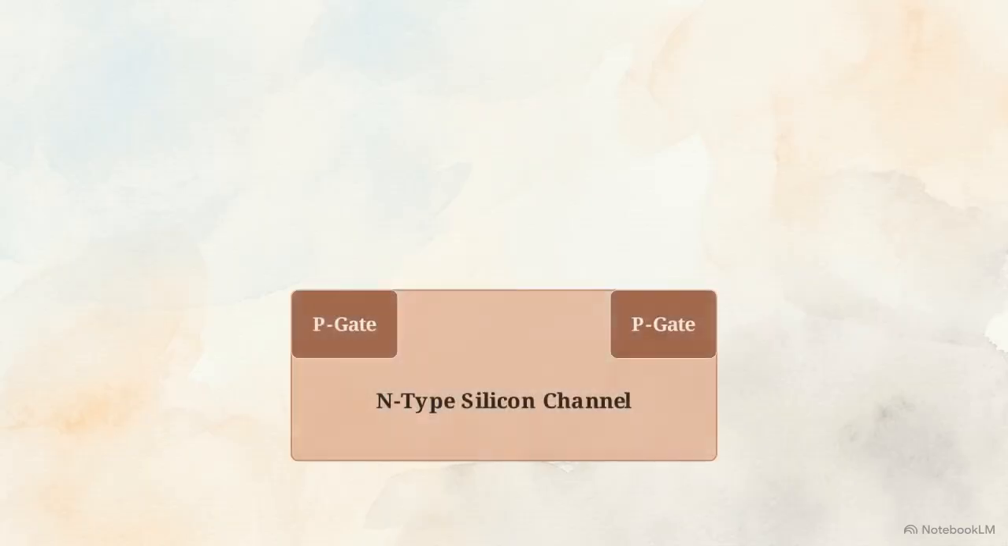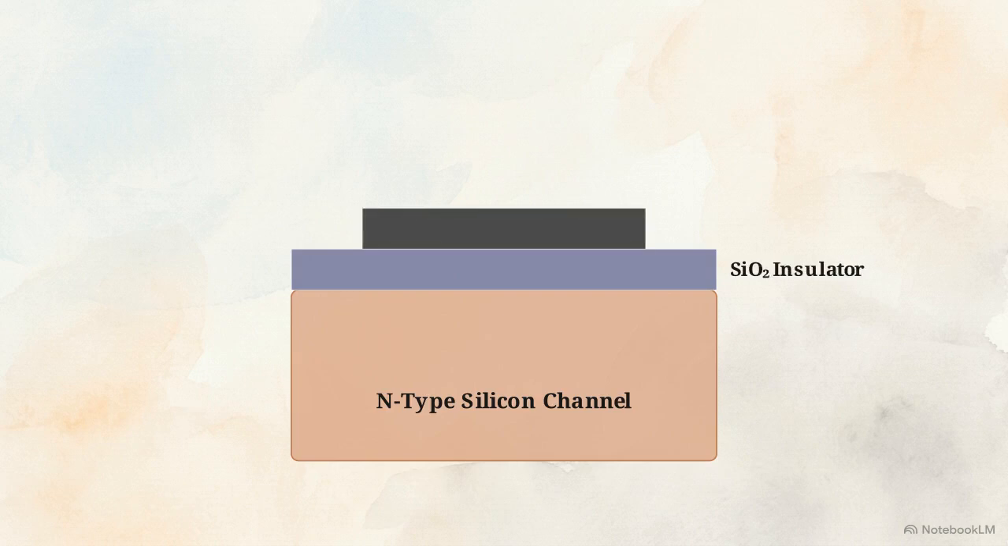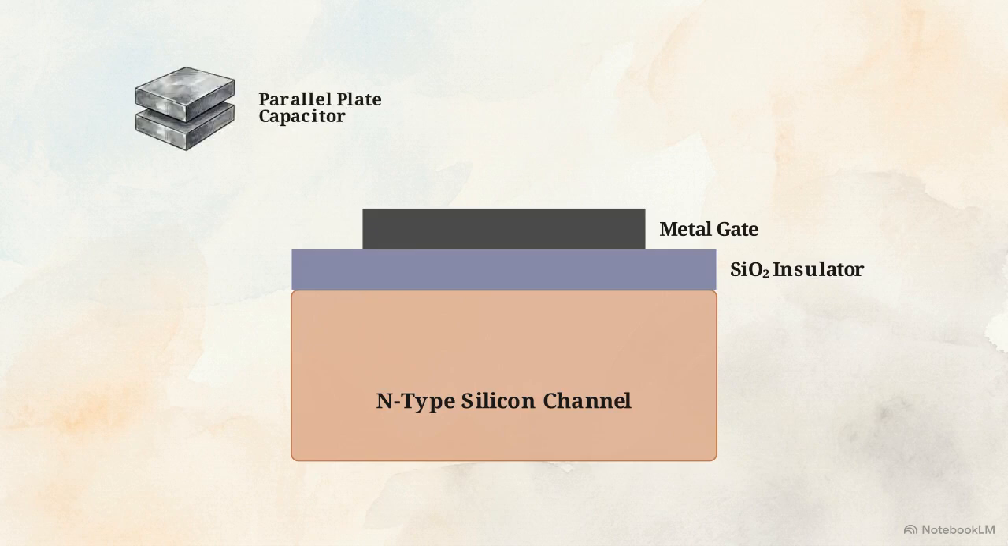We take the base silicon channel, remove the P-type gate regions, and cover the surface with a uniform layer of silicon dioxide, a highly effective insulator. Finally, we place a solid metal gate terminal resting directly on top of that oxide layer. This insulated structure acts like a parallel plate capacitor, completely separating the gate from the active channel.